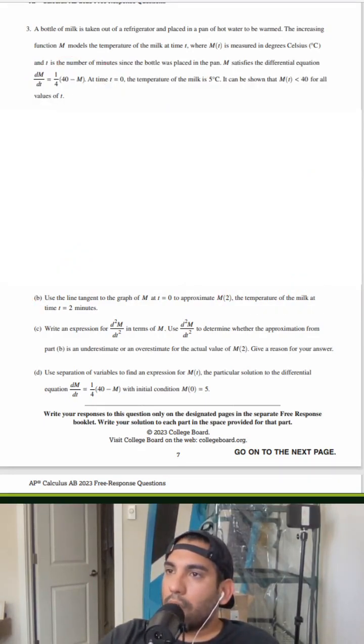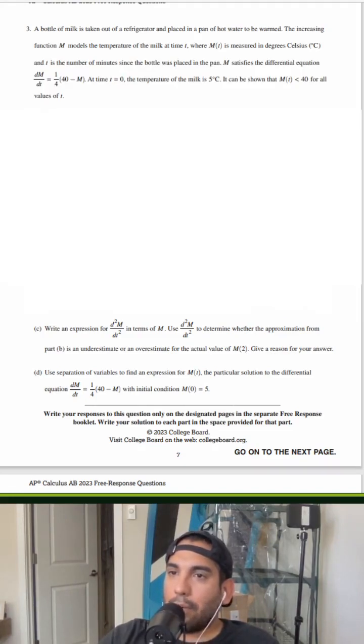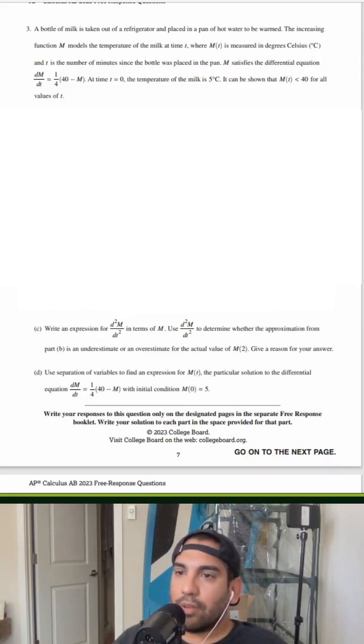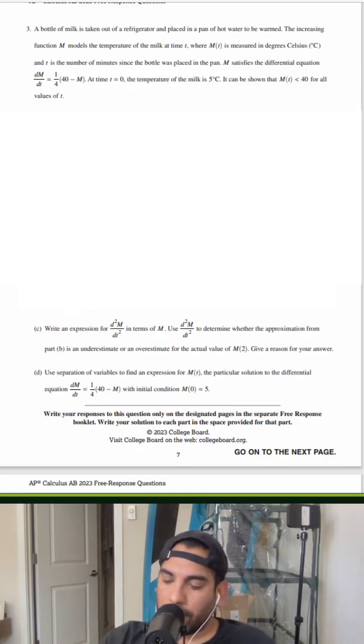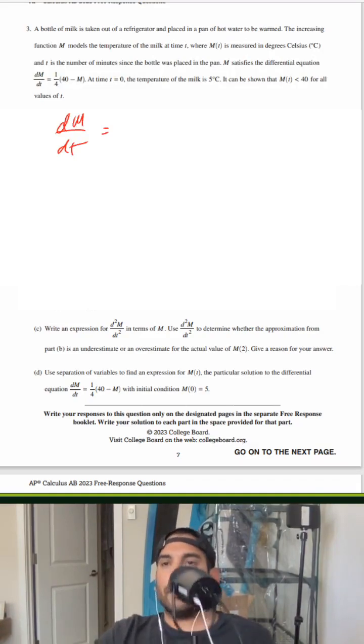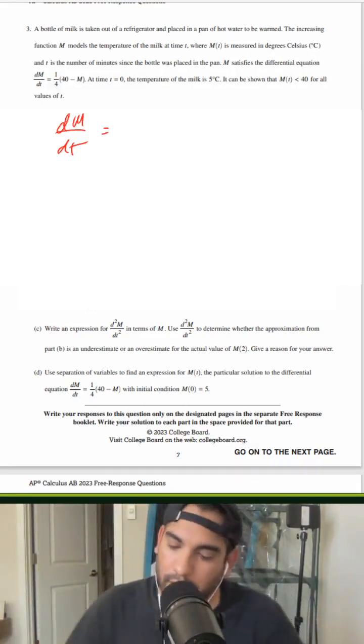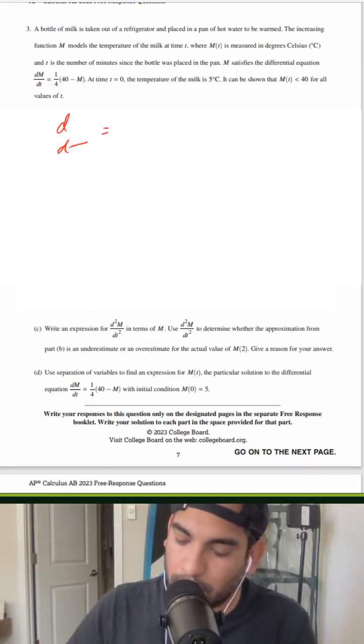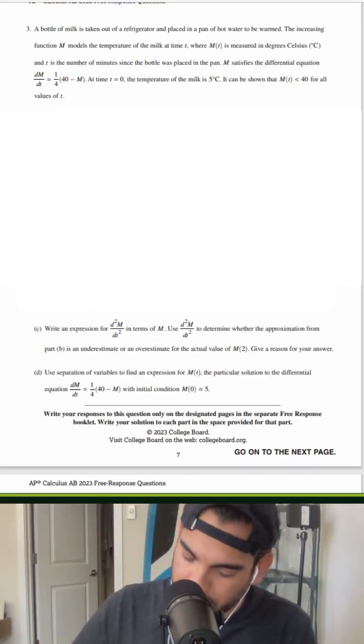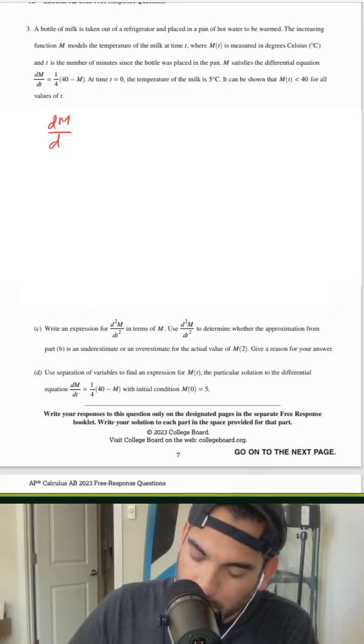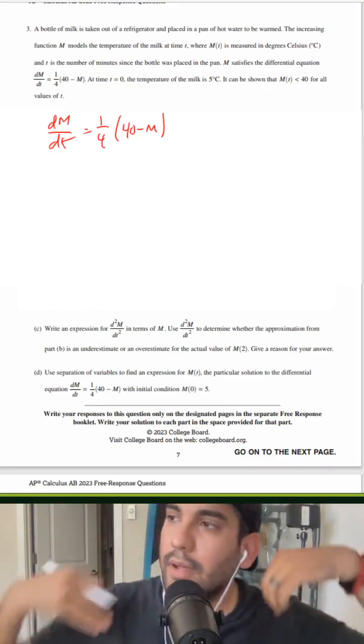Okay, let's go ahead and do part C. Again, I'm going to put more of a little rectangle out here just so we have enough space to do all the work. What they want is they want us to find the second derivative, and then they want us to tell us whether this is going to be an over or an underestimate. So first, we're going to go ahead and write our derivative function. Let me position myself a little better. I was leaning back. So dm over dt is equal to 1 over 4 times 40 minus m.